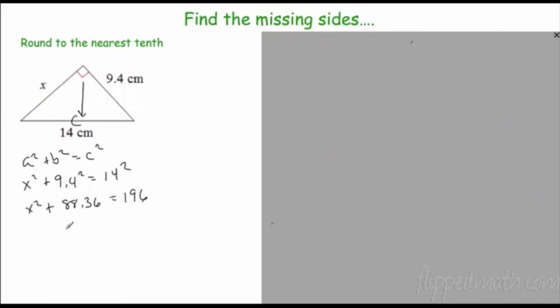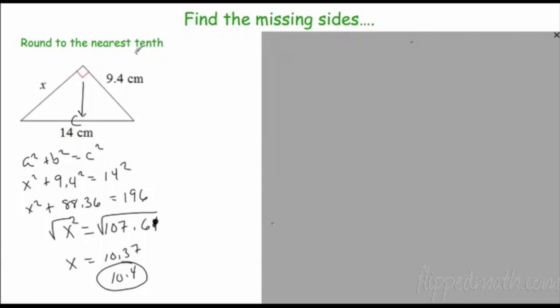If I want to get x squared by itself, I have to subtract 88.36 to the other side, and I get 107.64. If I then need to get the x by itself, I have to square root it. Now this time it said round to the nearest tenth, so I'm not going to do anything fancy. I'm just going to put in my calculator, square root 107.64, and I'm going to get 10.37. Rounded to the nearest tenth is 10.4.